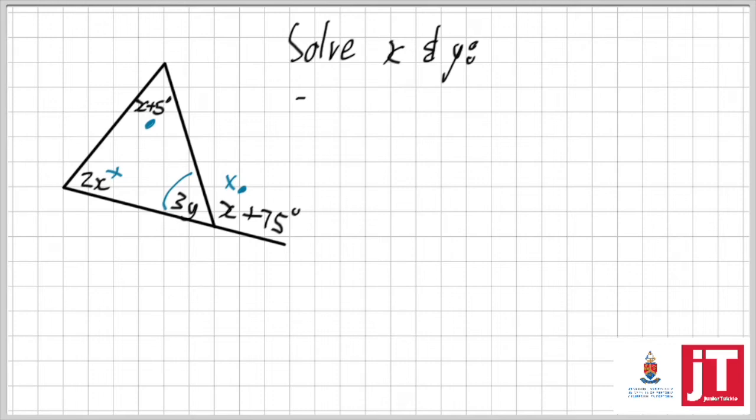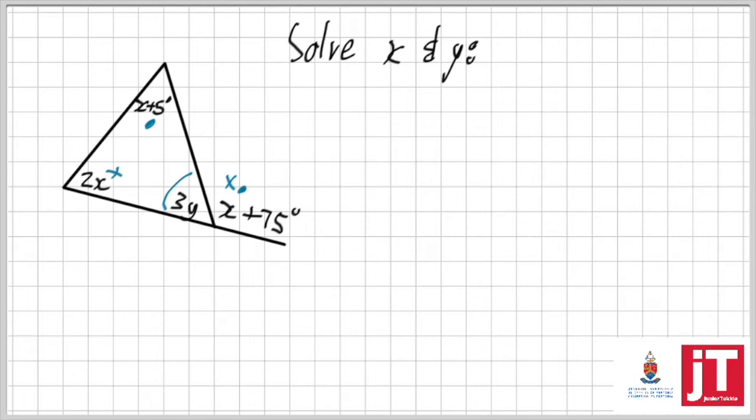So let's start with the axiom. The axiom says x plus 5 plus 2x plus 3y must add up to 180 degrees. We're sitting with a bit of a problem there. Our equation has both x's and y's in it. I don't like that. Why don't I like it? Because I can't solve x and y at the same time. So in other words, I'm going to ignore that. I'm going to go somewhere else.